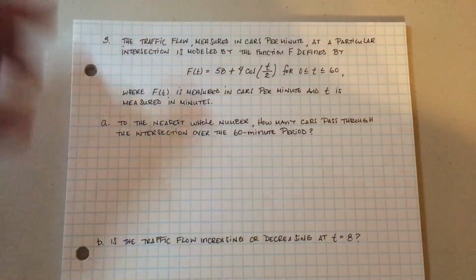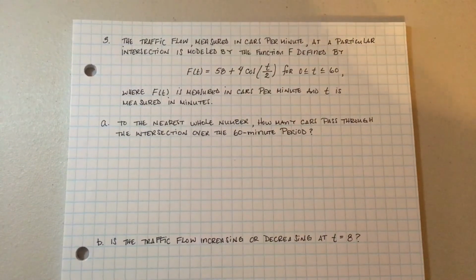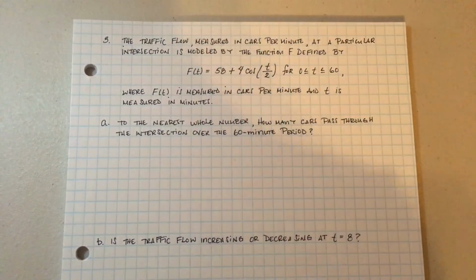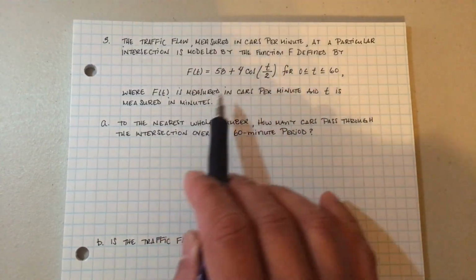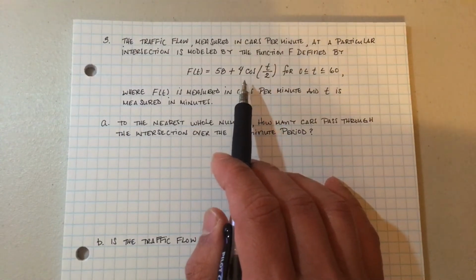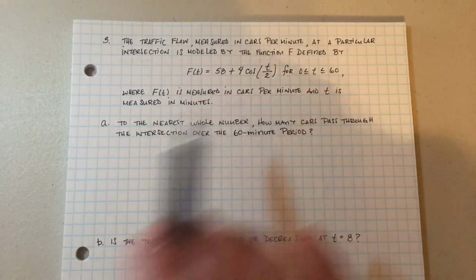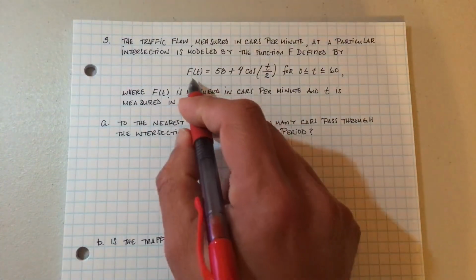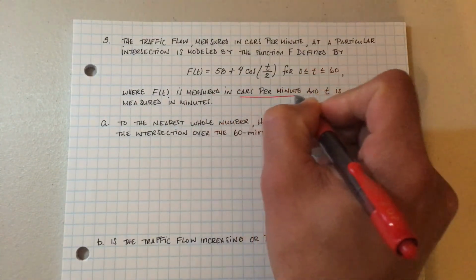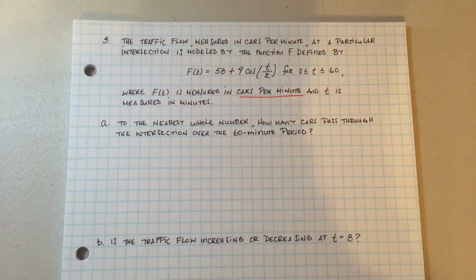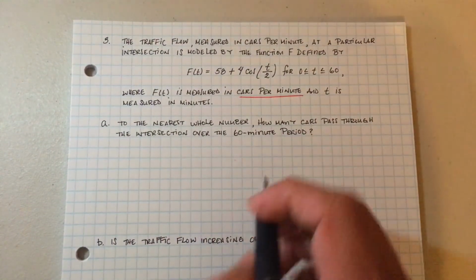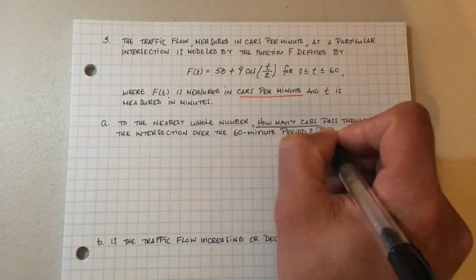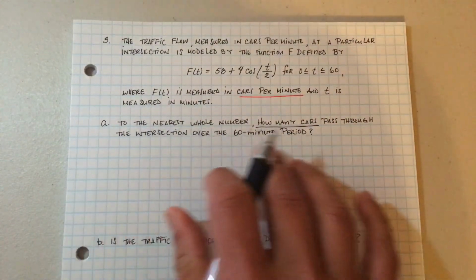The next one: the traffic flow, measured in cars per minute at a particular intersection, is modeled by the function f, and this is it. F of t is measured in cars per minute. So right away it tells me this is a rate, cars per minute, and t is measured in minutes. To the nearest whole number, how many cars pass through the intersection over the 60-minute period?